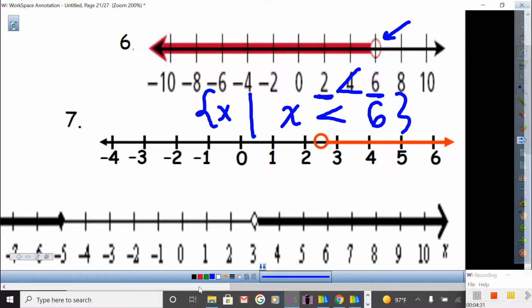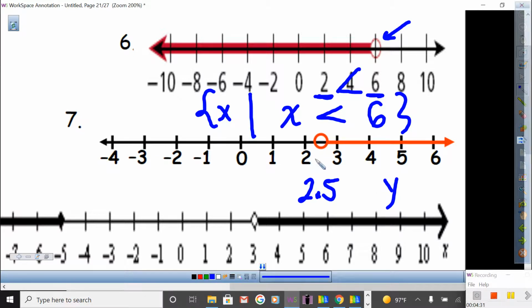Let's do number 7. What is our dividing point? It's in between 2 and 3, so it would be what? 2.5. Then we need a variable for the arrow that's shading all the way to the right. I'm going to change now from x to y. Does it matter? No, it doesn't matter. I'm just using a different variable.